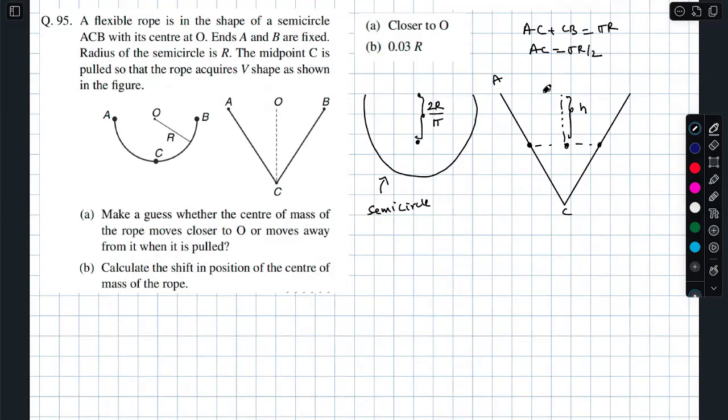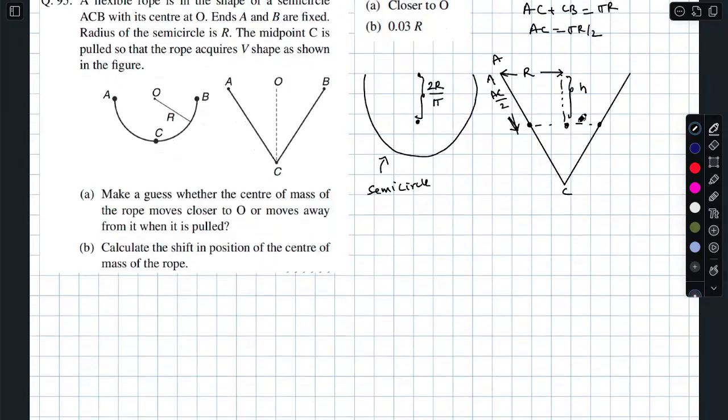Okay. Now, one point is very clear. This distance is still r. Don't forget that. This distance is still r. And this distance is AC/2. Correct, right? Now, I'll take this as h/2, I'll take this as h. Agreed?